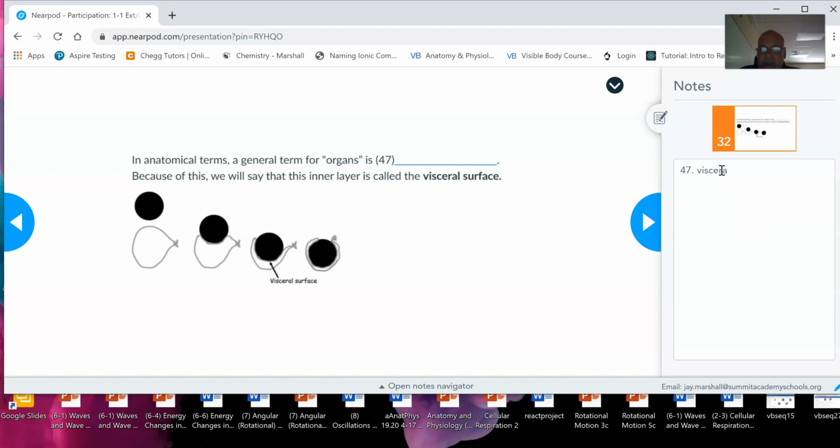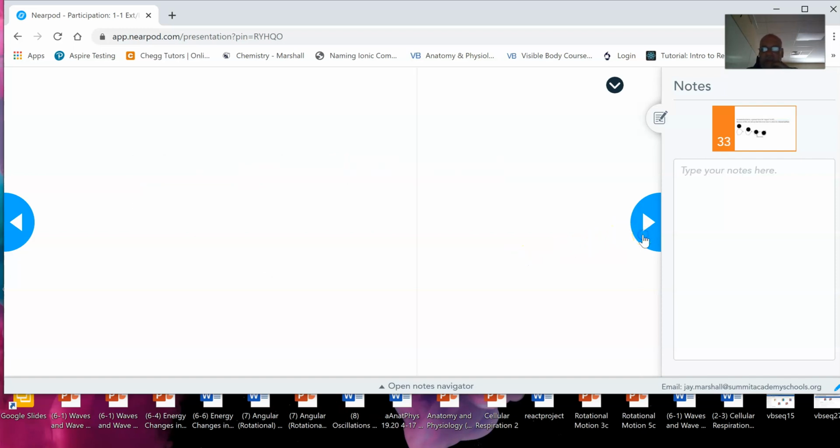Now, because of this, we'll say that this inner layer is the visceral surface, this layer that's attached to or applied to the object, in this case a ball, and in the case of our organs, it's applied to the viscera. Okay, so let's go to the next slide.